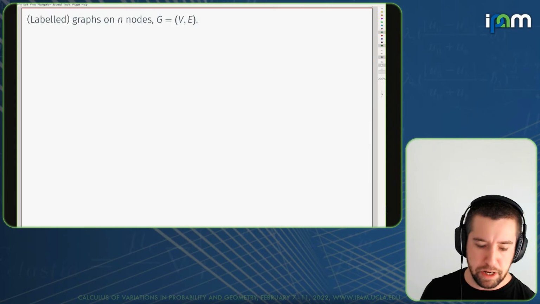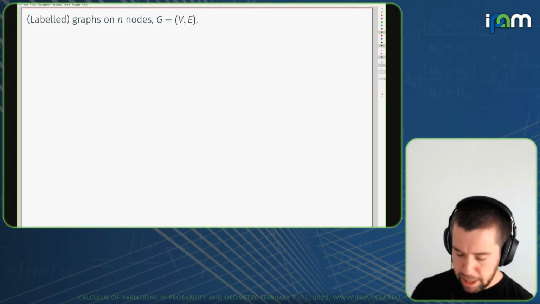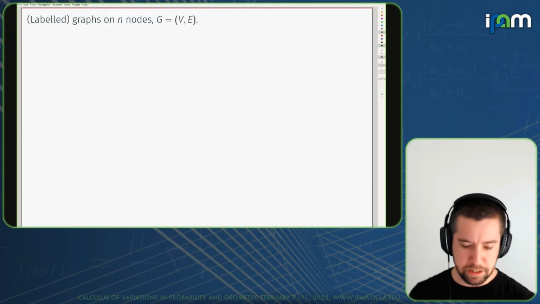So it's about graphs, okay? I'm going to talk about labeled graphs on n nodes with a vertex set and an edge set. And I want to count them, okay? So let's start with the easiest one, right?